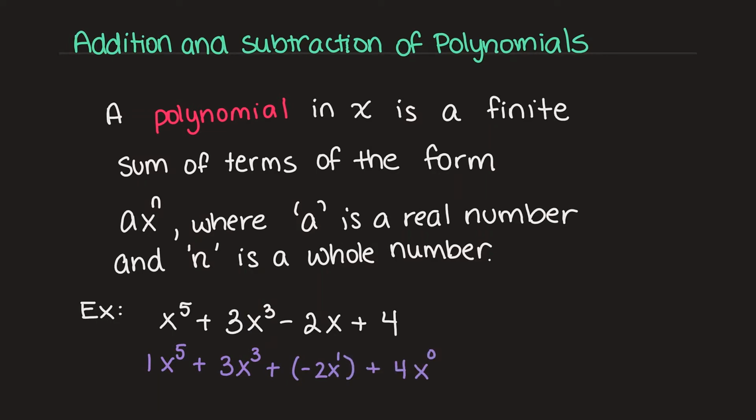Now remember, x to the 0 is the same thing as 1. So this is the same thing as 4 times 1, which is just 4. That's why we can rewrite it in this manner. Also notice that the polynomial is written in descending powers of x, since the powers of x decrease from left to right. Let's go over a few vocab words that we use to describe polynomials.